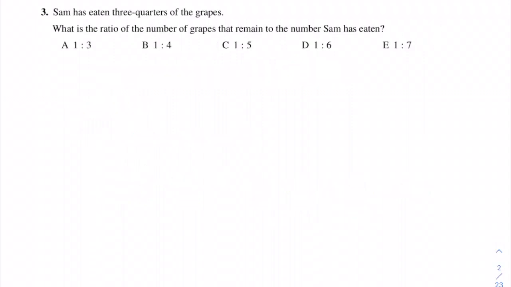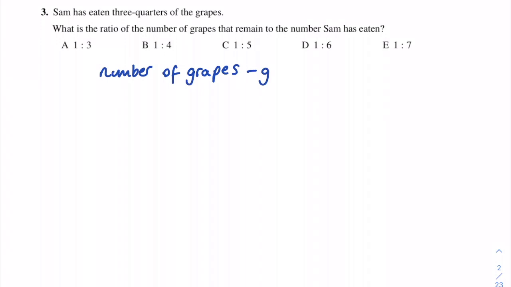Question 3 says, Sam has eaten 3/4 of the grapes. What is the ratio of the number of grapes that remain to the number Sam has eaten? Okay, so if we represent the number of grapes with the letter G, so now we can write out the ratio in terms of G. So it's the ratio of the number of grapes that remain. So the number of grapes that remain is going to be 1/4, because it says that Sam has eaten 3/4 of the grapes. So there's 1/4 of the grapes left over.